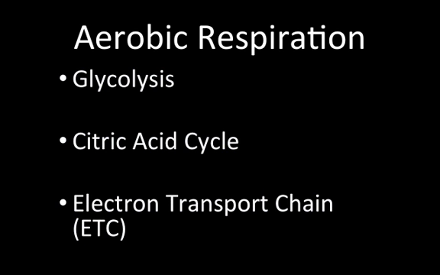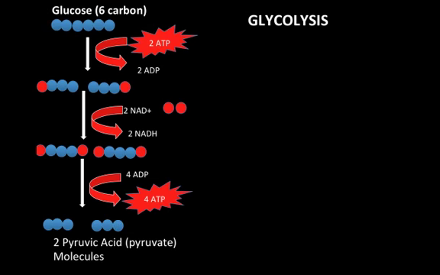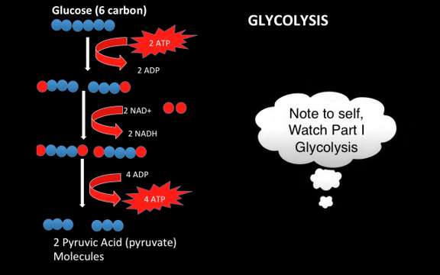In this video, I'll focus on aerobic respiration. Remember that it involves 3 steps: glycolysis, the citric acid cycle, and the electron transport chain. I think it will do you some good to quickly review the process of glycolysis. If you haven't had a chance to watch my video, part 1 of cellular respiration, glycolysis, you'll definitely want to go back and watch that.